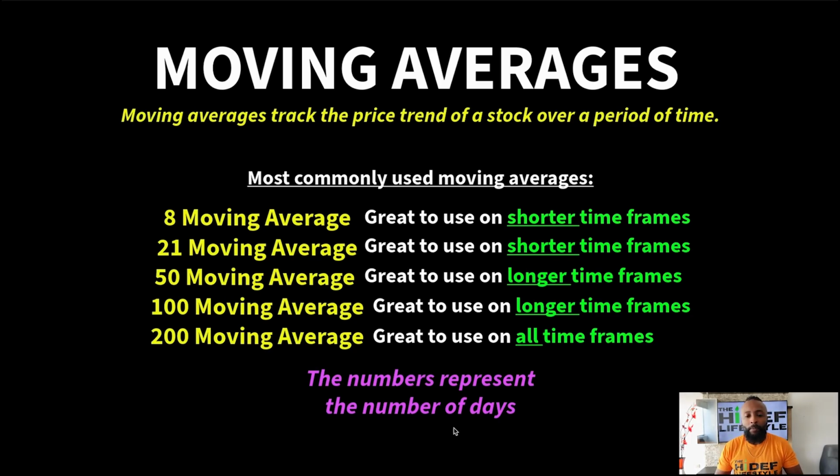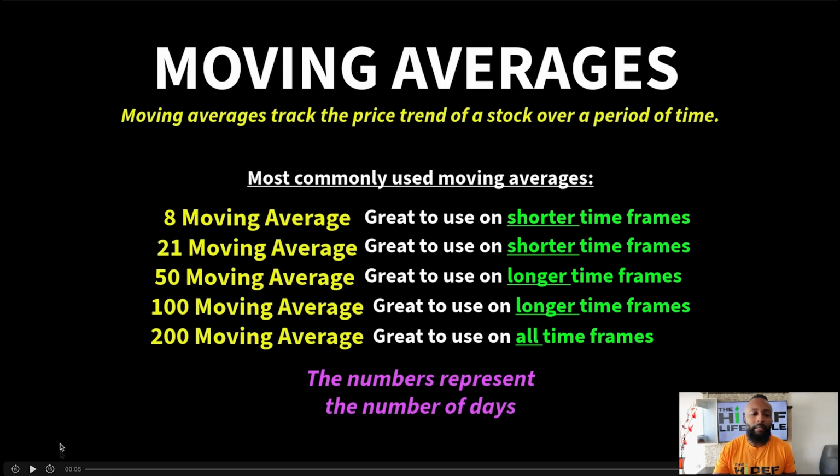All right, so here we have the 8 moving average, 21, the 50, the 100, and the 200. And you can see here when it's good to use these. So again, the 8, the 21, I'm using on shorter time frames, but the 50 and the 100, I'm using on longer time frames. The 200, I'm using that pretty much on all time frames. All right, and again, these numbers are representing the number of days that are being tracked previously.